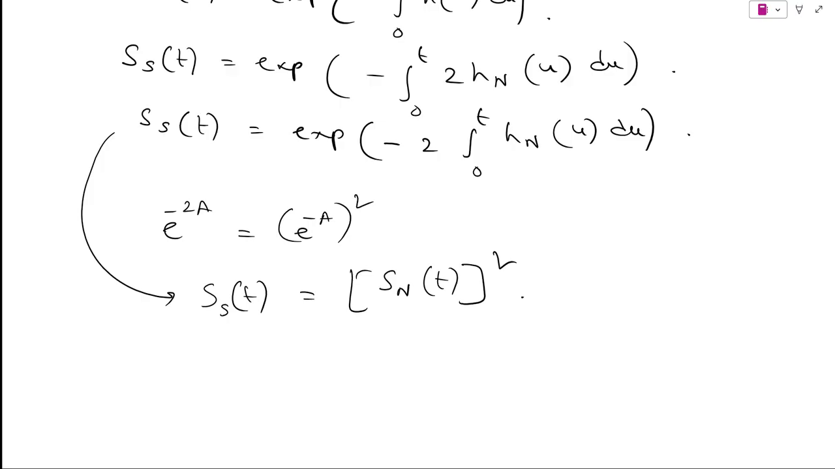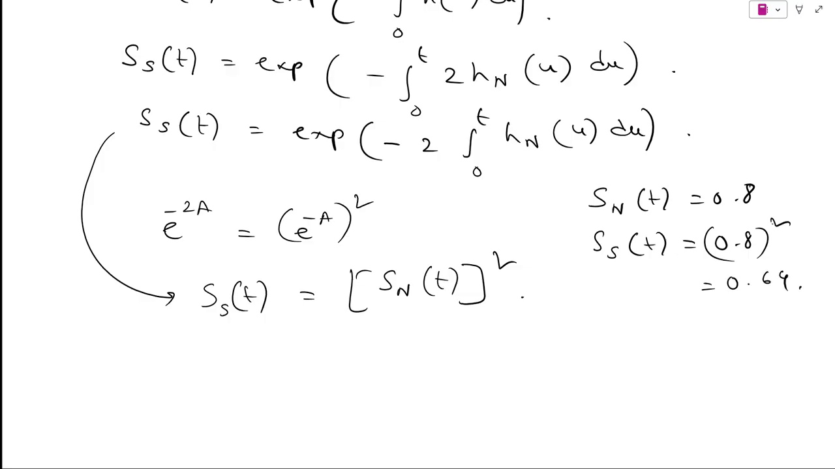Now substitute the survival probability of a non-smoker, this is 0.8, and the smoker's survival probability becomes 0.8 whole squared, so this is 0.64. Now notice something. The non-smoker survival probability is 0.80 while the smoker's is 0.64. So compare, is 0.80 twice of 0.64? No, right? Twice of 0.64 is 1.28, which is impossible since probabilities cannot exceed 1. So doubling the hazard rate does not double or halve the survival probability.